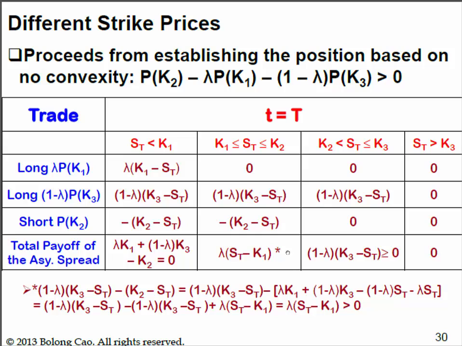With this star here, I actually spell out the calculation. It's not that difficult, and you can read it by yourself. It just says that because the underlying price is above K1, ST minus K1 is positive. You get a lambda portion of that, it's still a positive number. So if the underlying at expiration is below K1, you get 0 payoff. If the underlying price at expiration is between K1 and K2, you get some positive number.